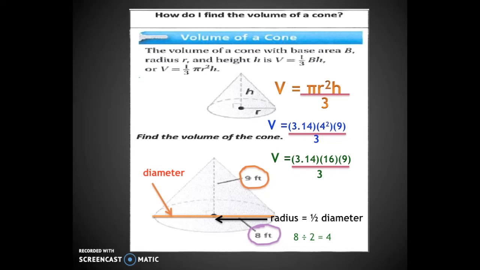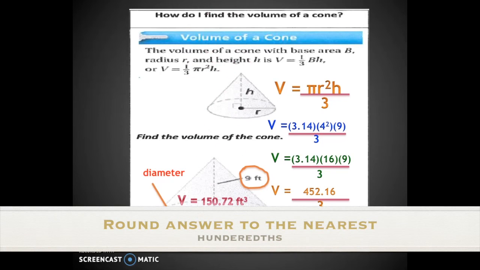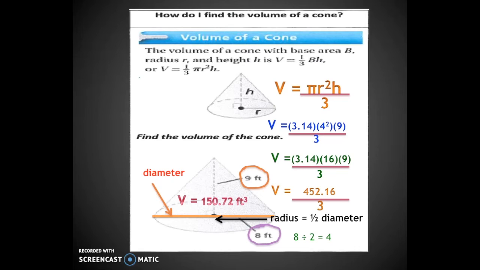So we're going to multiply the top information and we're going to get 452.6, and all of that's going to be divided by 3, leaving us with a volume of the cone as 150.72 feet cubed. Hope that's making sense. And don't worry, we are going to have lots of practice in class.